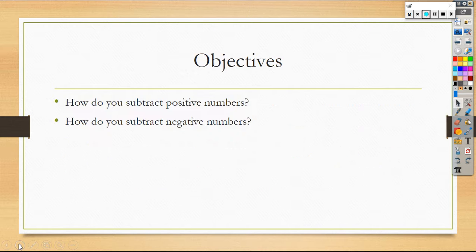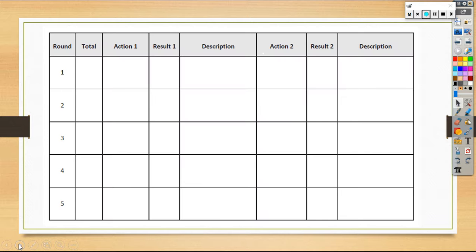There it is. Okay, so our objectives I wrote in the form of questions today. We want to know by the end of today, how do you subtract positive numbers and how do you subtract negative numbers? So those are the two questions that you will be able to answer. This is what we are going to be starting with. You are going to play the integer game, and I will do a little example of this.